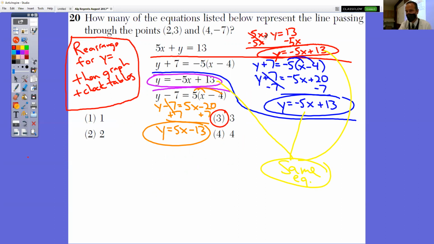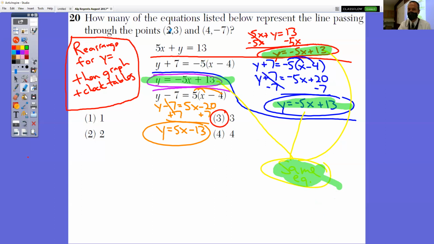Notice like in this first one, I subtracted 5x from both sides to get the y all by itself. In this second one, I did the distributive property first and then subtracted 7 from both sides to get the y all by itself. In this one, I did the distributive property first and then added 7 to get the y all by itself. And then in this third one, you had the y all by itself already. So when I did that, notice that this equation and this equation are all the same equation. All right. So all three of those are the same.